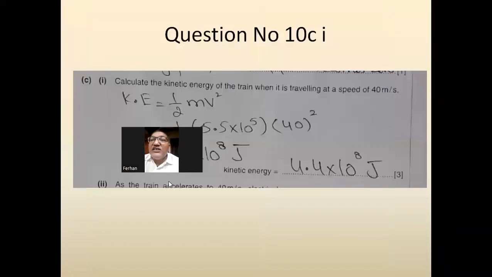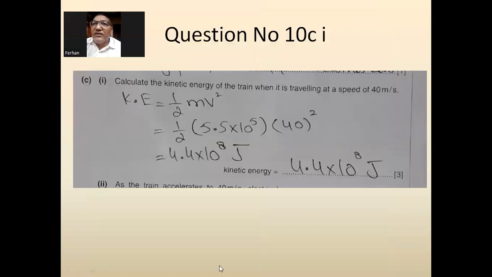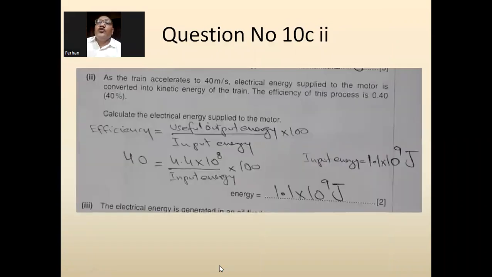You know the efficiency formula: efficiency is the useful output energy divided by input energy, multiplied by 100. The efficiency is 40% and the useful output energy is 4.4 × 10^8 joules, and the input energy is the question to us, multiplied by 100. So the input energy, take it to the other side and bring the 40 downstairs. So the input energy will be equal to 4.4 × 10^8 multiplied by 100 divided by 40 equals, and the answer you will get will be 1.1 × 10^9 joules.